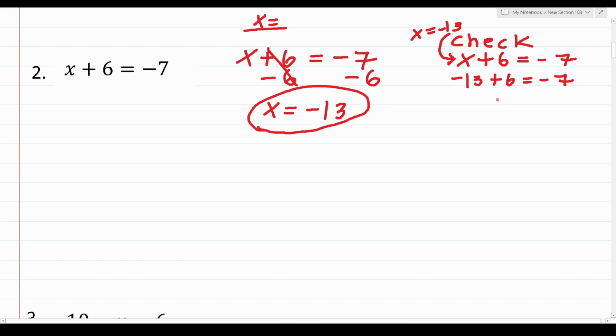Negative 13 plus 6 is negative 7. And does negative 7 equal negative 7? It does. So we know that's a true mathematical statement. And therefore, I can say with great confidence that x does in fact equal negative 13.